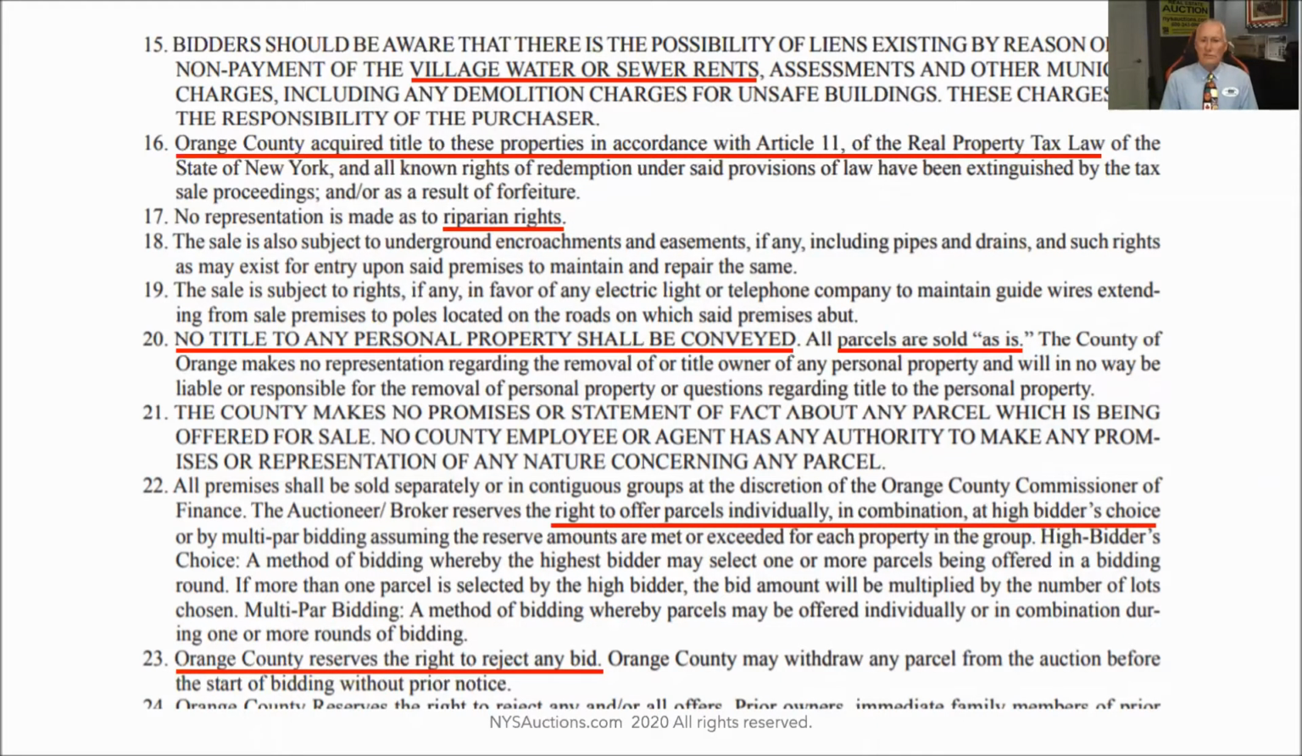Down to number 22, the properties are possibly being offered in combination or high bidder choice. Again, we covered this previously in one of our webinars, but the counties sometimes tell us to sell multiple properties together in combination for one bid. So they may take, let's say, a house and an adjoining piece of property and put them together in a combo and say whoever the high bidder is gets both at one time, and you're going to get that for one bid. And that's how that's going to work.